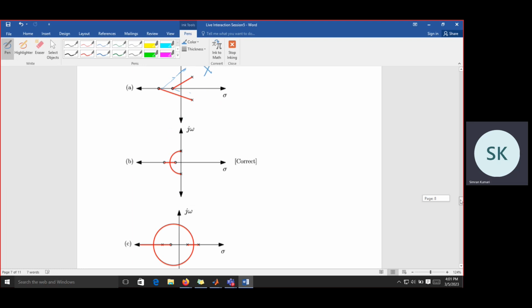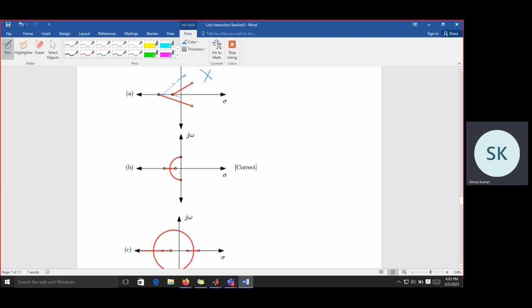Then we have the second one, 2 zeros, 2 poles, and it says that, okay, here there are 2 poles, and this axis is in the root locus, obviously, because there is an odd number of zeros on that side of the real axis, so this will be in the root locus, and this is a break-in point, 2 poles converging to 2 zeros. Okay, so this one is the correct one.